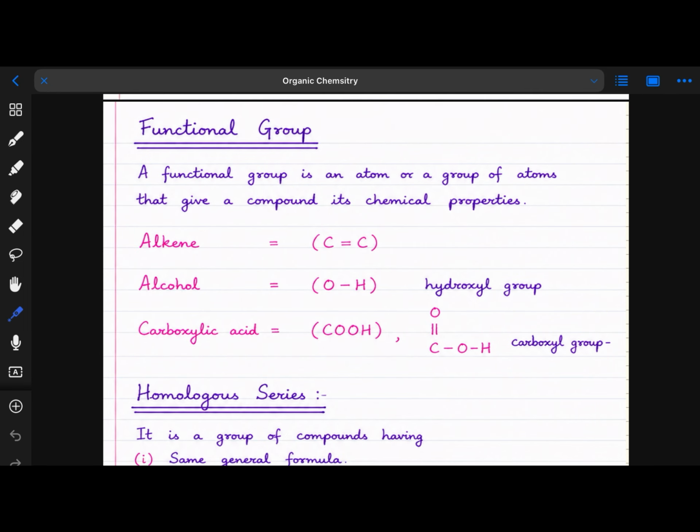Here we have a carbon-carbon double bond as the functional group of alkenes, and whenever you see this carbon-carbon double bond in a compound, then that compound always belongs to the homologous series of alkenes. Then we have the hydroxyl group, OH, as the functional group of alcohols, which gives the alcohols their characteristic chemical properties. Lastly, we have the carboxyl group, COOH, as the functional group of carboxylic acids, and it is responsible for the acidic properties of carboxylic acids.